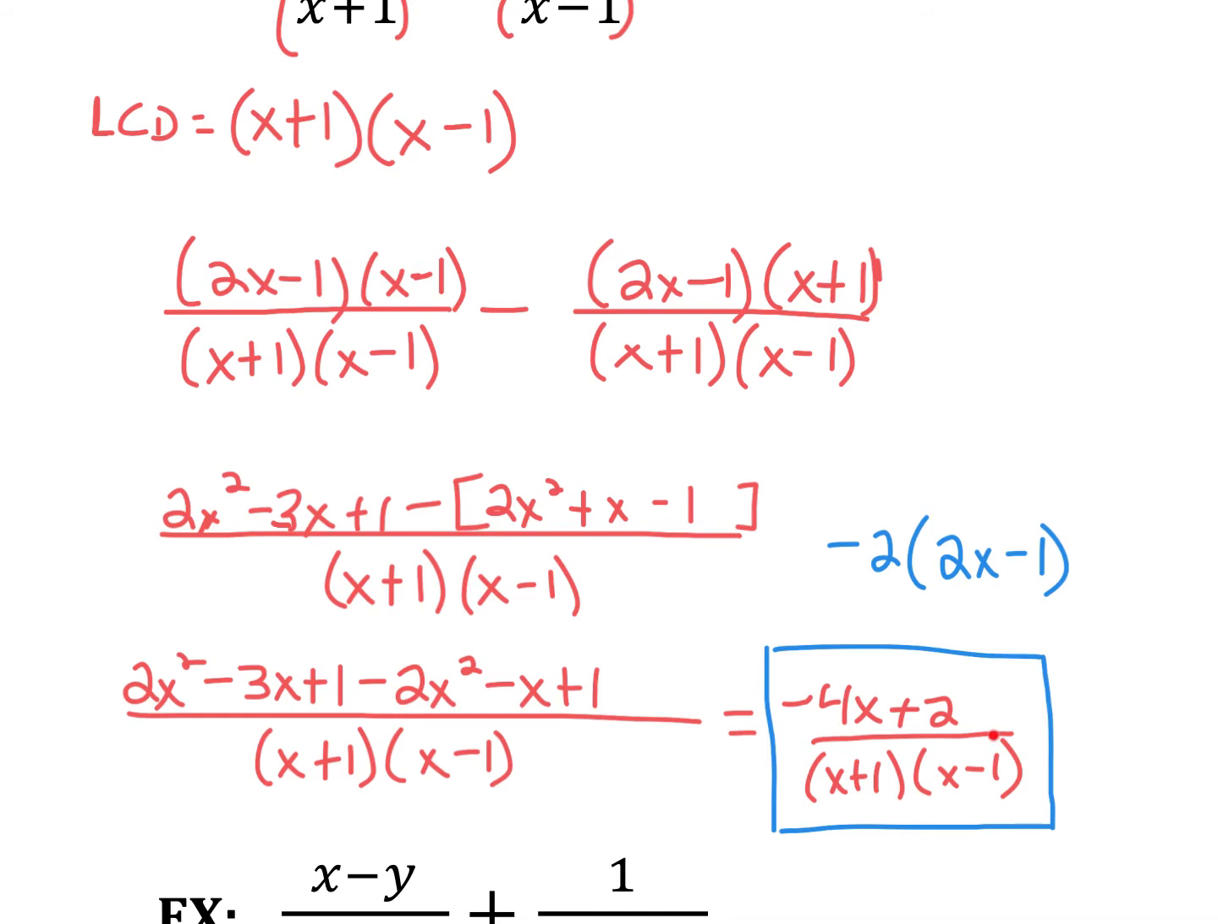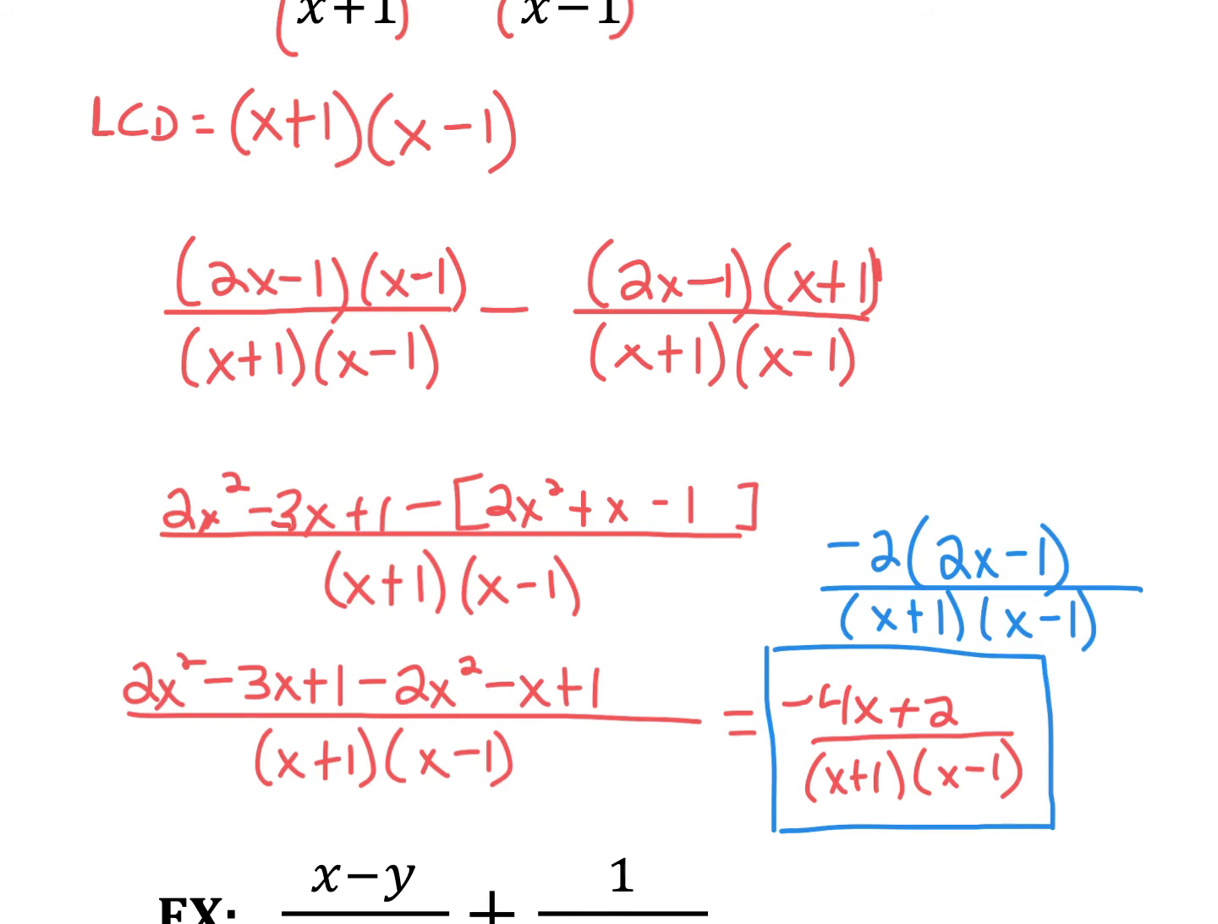So either this version of the final answer or this version of the numerator, of course, over the least common denominator of x plus 1 times x minus 1. In other words, what I have written here in red is a simplified final answer, or what I have written here in blue would also be a simplified final answer. Either one of these is fine.